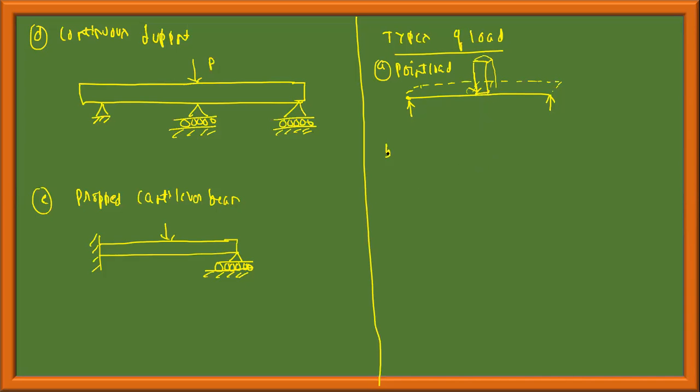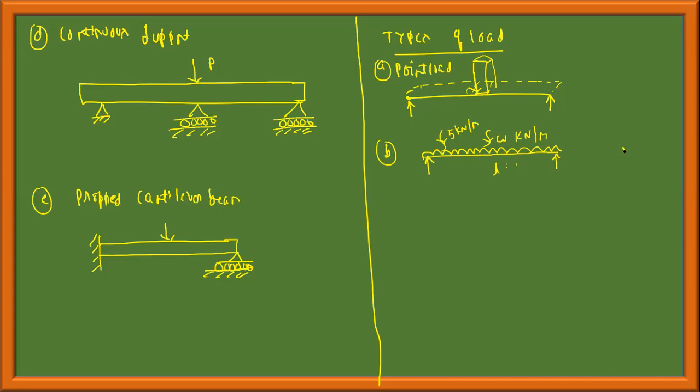Now the second type of load can be uniformly distributed load. Uniformly distributed load, in the sense the load is uniformly distributed throughout the length. For example, w kilonewton per meter, or 5 kilonewton per meter. For 10 meters, how much? That is 5 into 10, 50 kilonewton. So this is how you have to take w kilonewton.